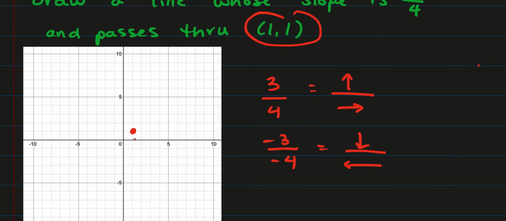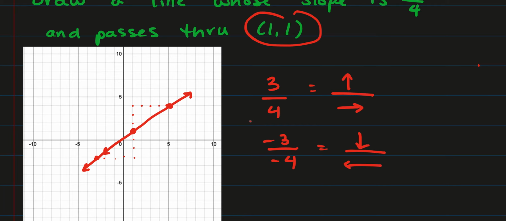So to find another point on this line, we can just go up 1, 2, 3, to the right 1, 2, 3, 4. And all I really need is 2 points to plot this line. And I'm done. But I could also go from this point and go down 3, 1, 2, 3, and over 1, 2, 3, 4. And this would be another point on the line.